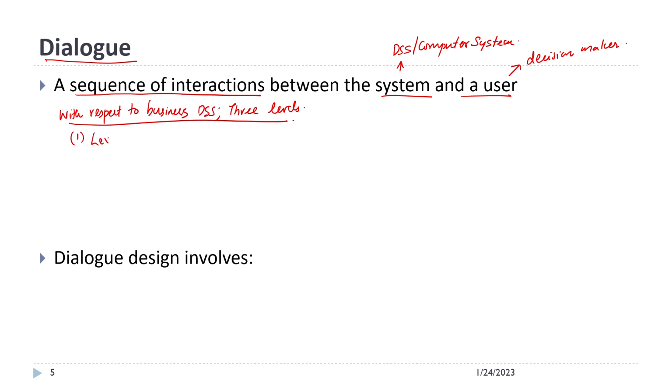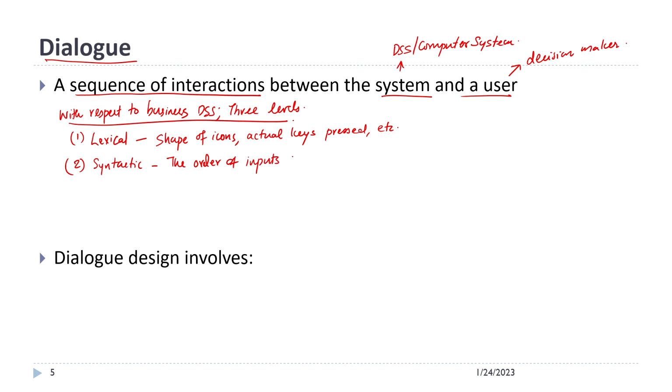Number 1 is called lexical. Lexical sequence of dialogue means the shape of icons, actual keys pressed, etc. So, maybe once you press a key, a button will pop up, or it will go gray, whatever it is, that is all part of it. The second one is what we call syntactic. Syntactic is the order of inputs and outputs, not just the order of input, but the order of inputs and outputs in an interaction. Take any one specific interaction; the order in which both inputs and outputs happen is also associated with the dialogue. So, that is a syntactic dialogue.